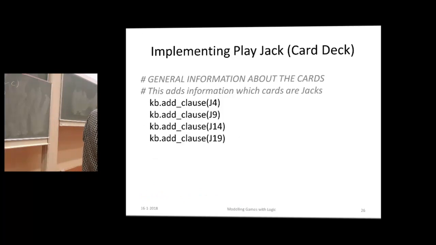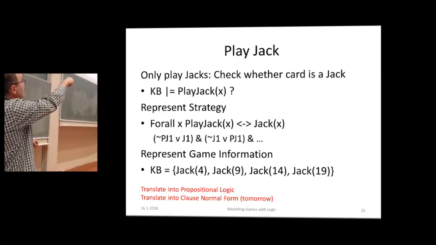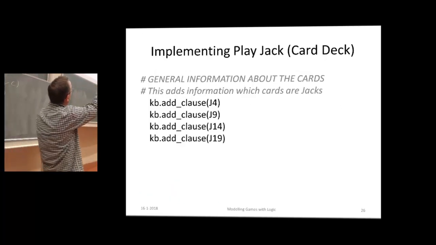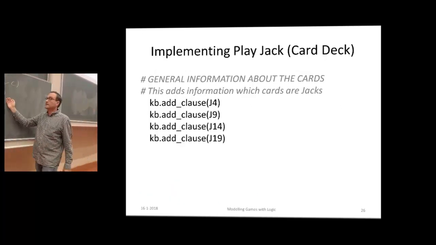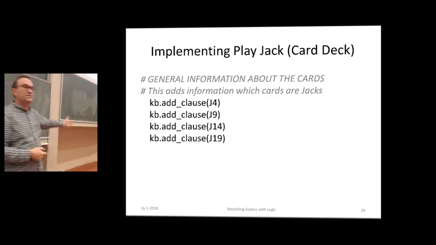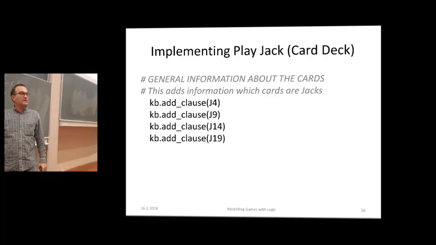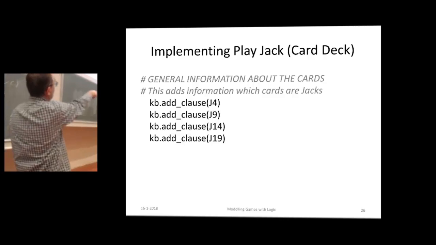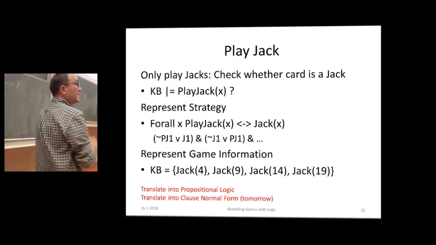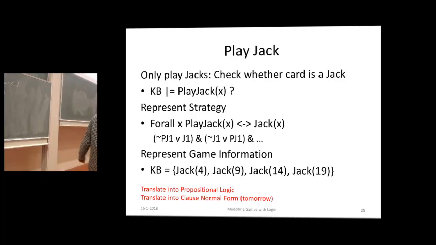Okay, and in the code, what I've written down here as the knowledge base, you just have to add as a clause what I said here, that jack 4 is true, and jack 9 is true, and jack 14 is true, and jack 19 is true, and that would then be part of your clause set as your input to the prover that is provided in the code. So these four things are the information down here. So that's the information about the game and how it is implemented in the engine.